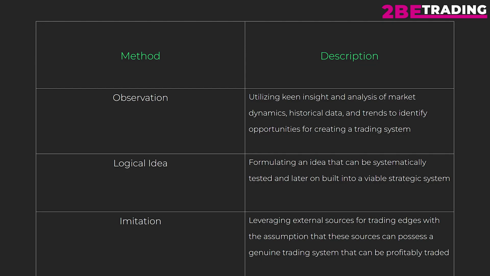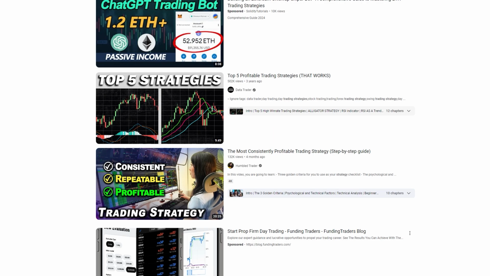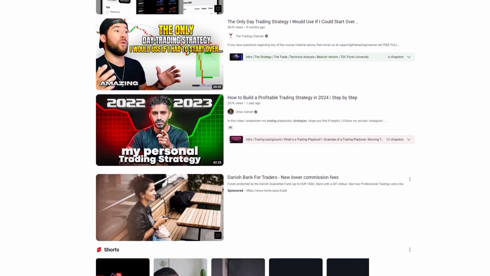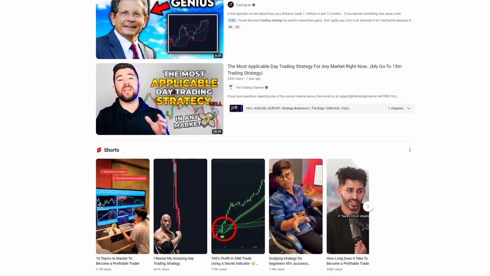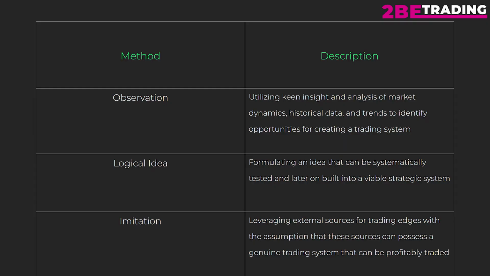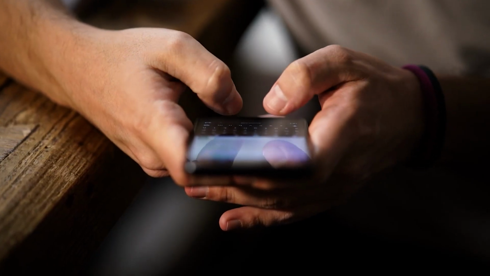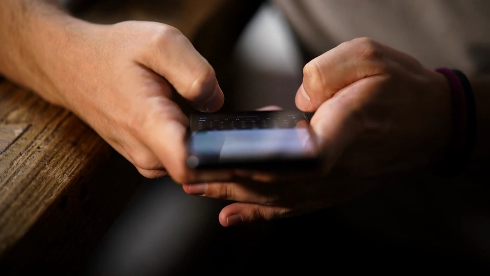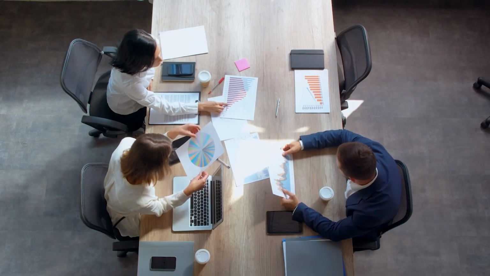But what to keep in mind when it comes to imitation is that there are many strategies available on the internet marketed as profitable and ready for trading. It's important to understand that finding a genuine strategy with an edge is extremely rare. However, social media and interactions with other traders can be a great source of foundational concepts.